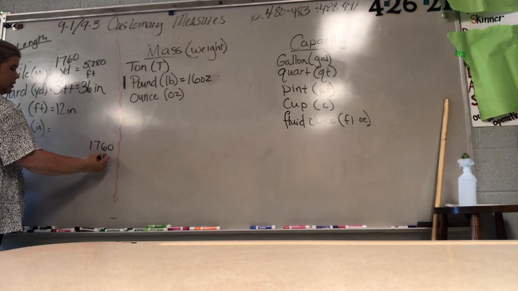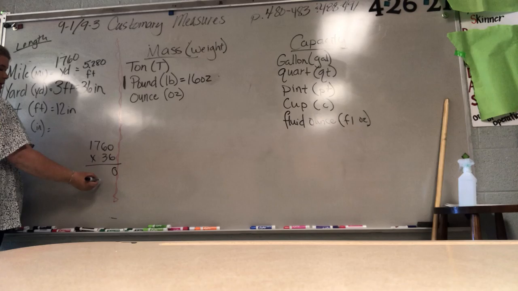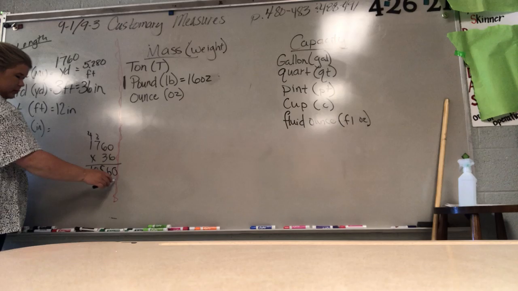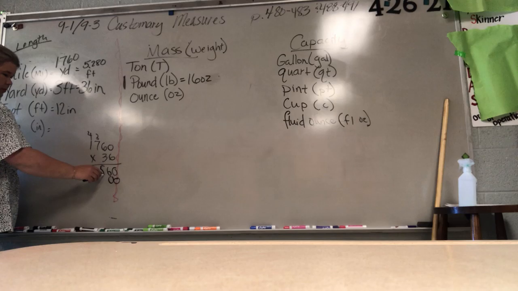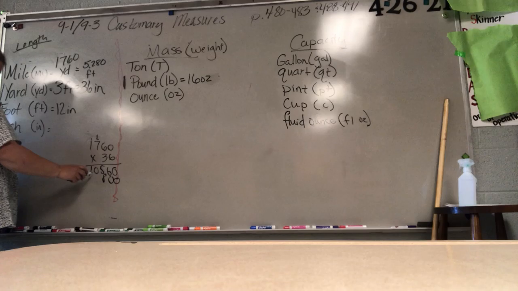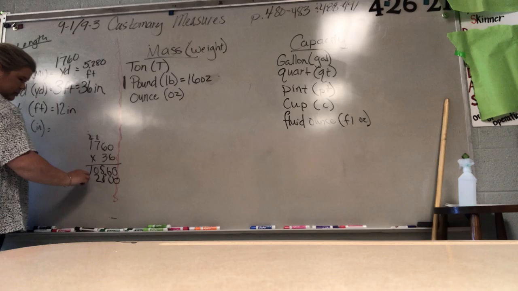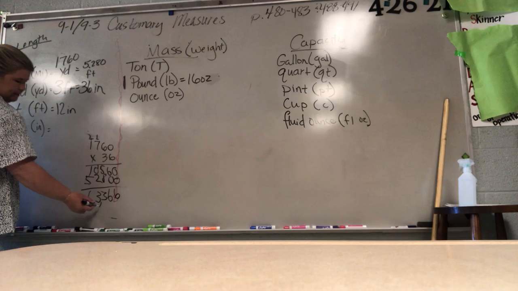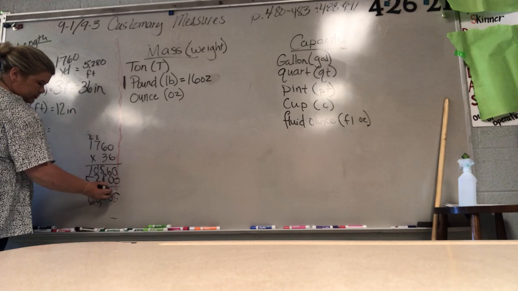6 times 0, 0. 6 times 6, 36. 6 times 7, 42. Plus 3, 45. 6 times 1, 6. Plus 4. 3 times 0, 0. 3 times 6, 18. 3 times 7, 21. Plus 1, 2. 3 times 1, 3. Plus 2, 5. So that leaves me 6, 6, 7, 13, 3, 6. That's a 0. I'm just kidding.